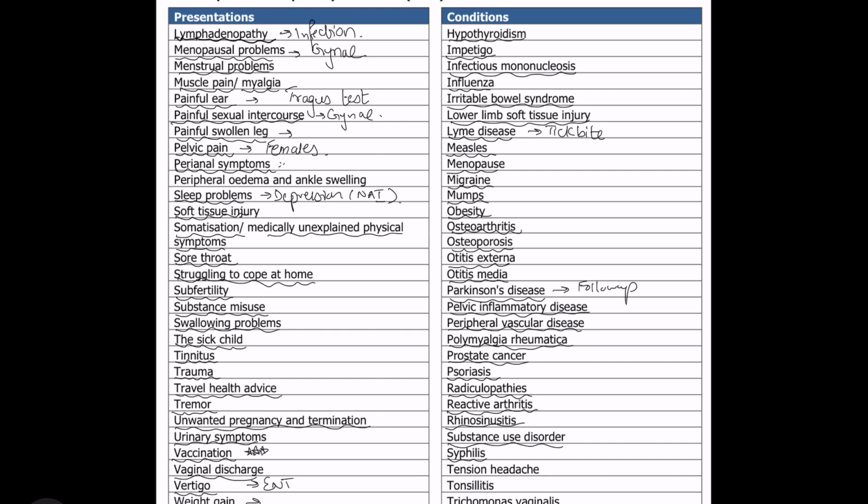Substance use disorder, we have talked about it. Syphilis, can be neurosyphilis, and mostly it is an STI. It can present as a chancre or a lesion on the genitalia.